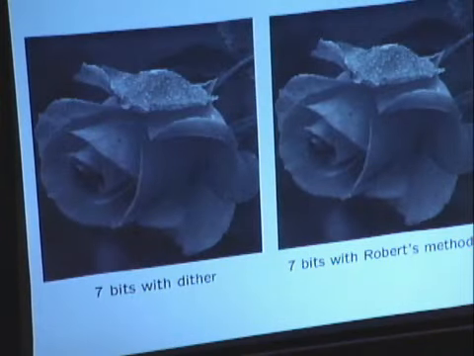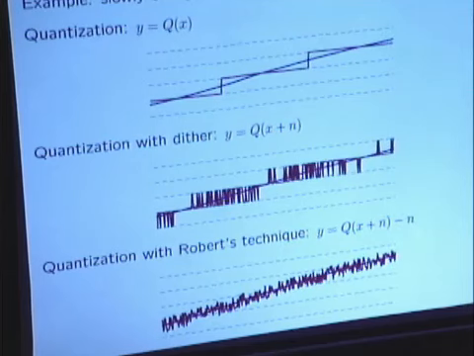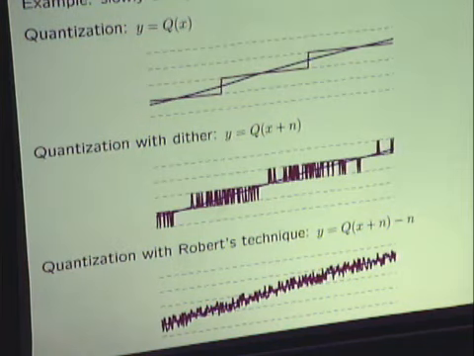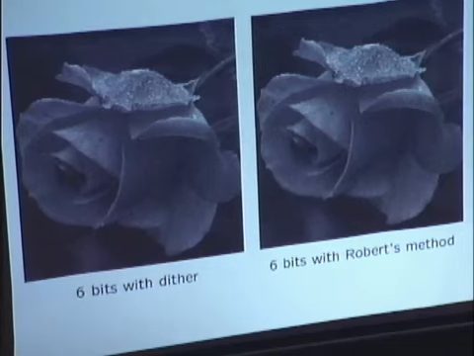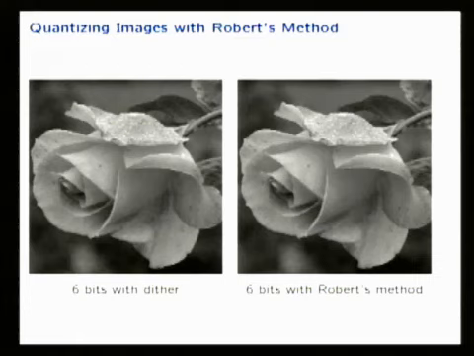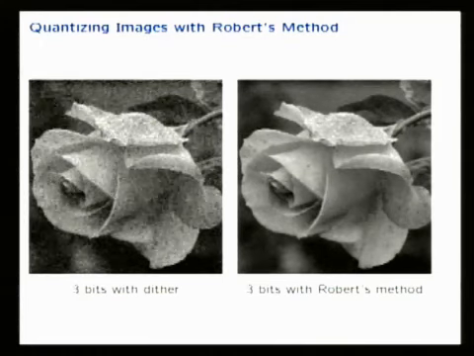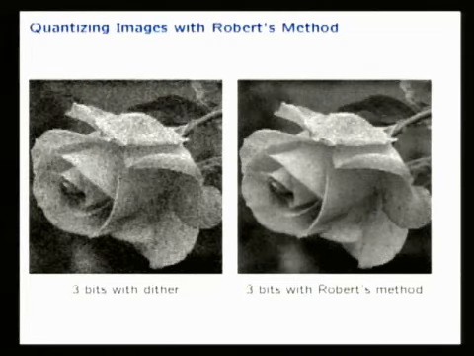So when you do Roberts' technique, you destroy the correlation. You end up with something still noisy, because after all, I added noise to it. But I've added it in a very clever way that removes the correlation between the error and the signal. And the result is that the noise seems less. So if you compare 6 bits with dither to 6 bits with Roberts' method, both pictures are represented by 6 bits. 5 bits, 5 bits, 4, 3. So the interesting thing is that the Roberts method looks like less noise.